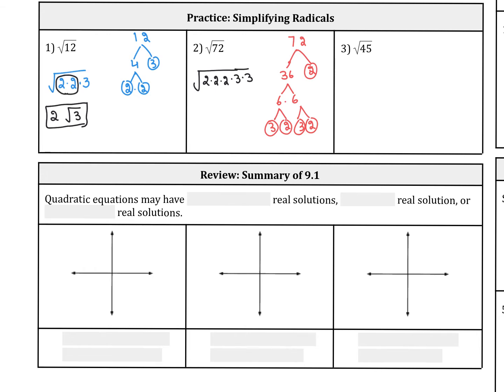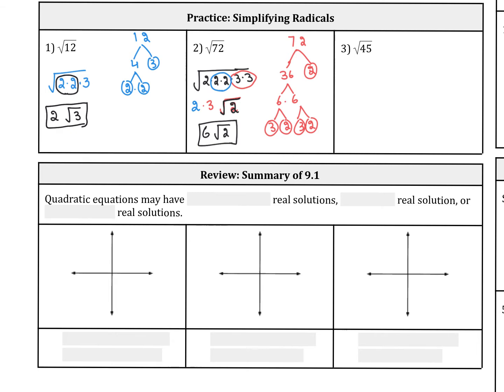So we have 2 pairs. One is the pair that is 3 times 3 and the other pair is 2 times 2. Take one number out of the radical symbol from each pair. So from this pair, I'm going to take out 2, and from this pair, I'm going to take out 3. And inside, I'm left with 2. So my answer is going to be 6 times square root 2.